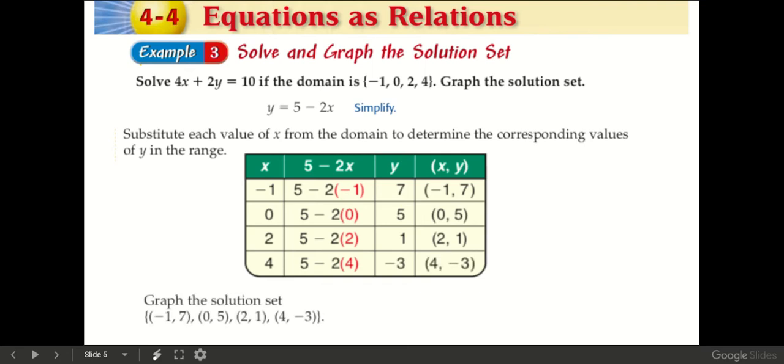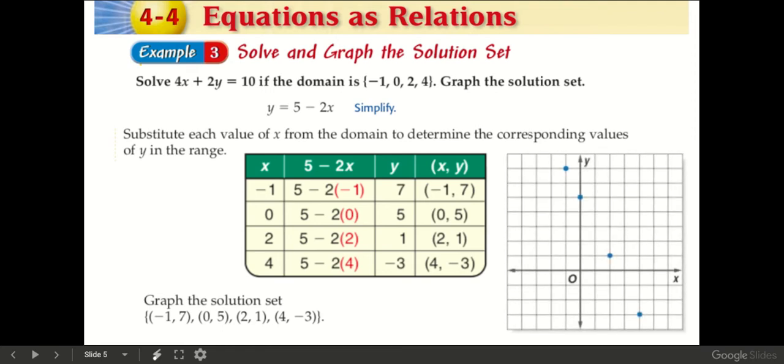So now I'm going to go ahead and take my solution set, these 4 points that I got, and put them on a graph because I'm asked to graph it. So my graph would look something like this. The point (-1, 7), the point (0, 5), the point (2, 1), and the point (4, -3). So that's what my graph would look like for that solution set.